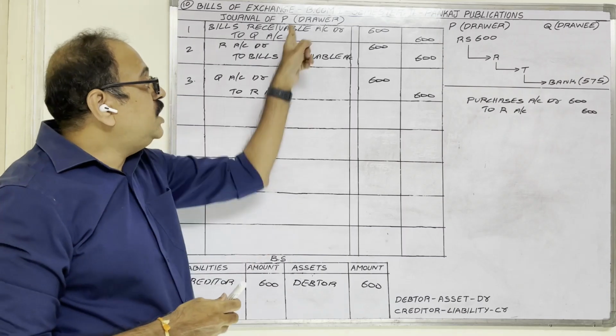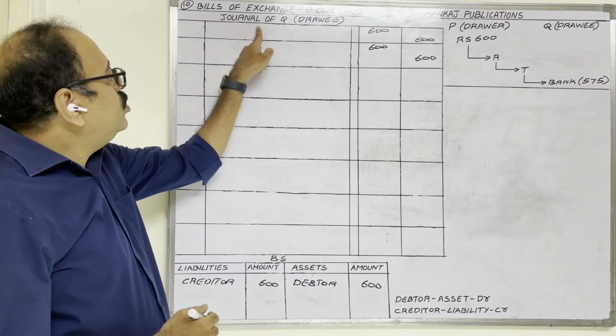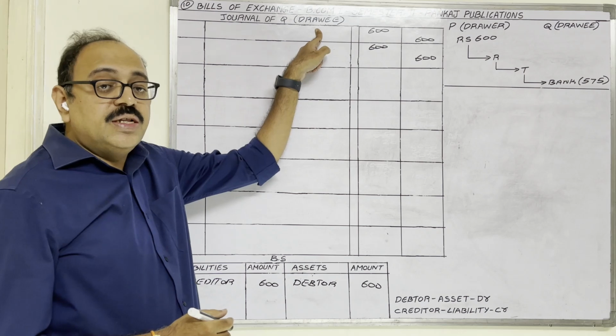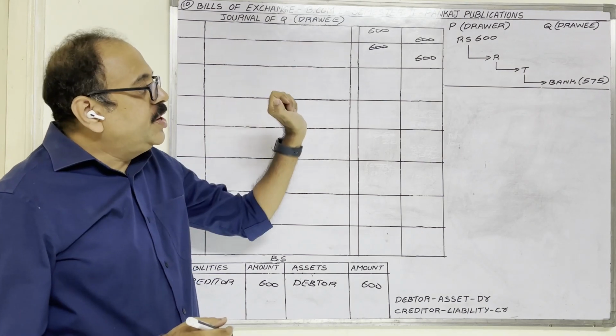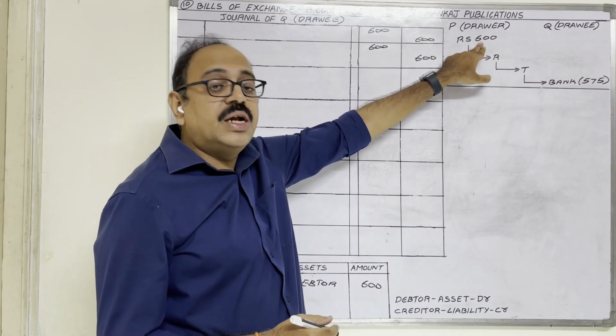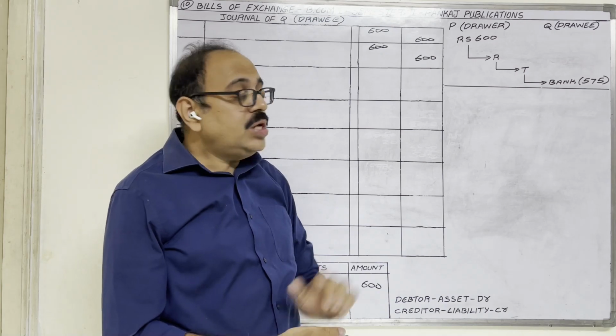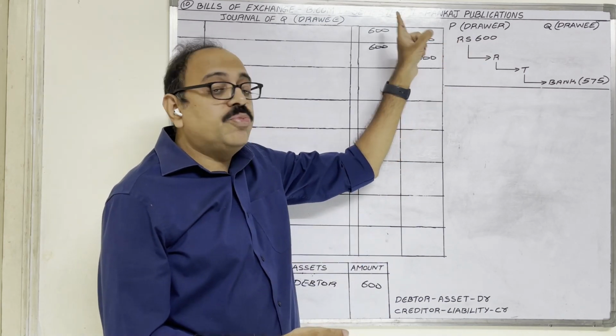With this, P's journal is completed. Next, the journal of Q. Now come to the journal of Q. In brackets mention drawee. First, what happened? We are giving acceptance to P on a 600 rupee bill. Why are we giving acceptance to P? Because we have to pay 600 rupees to P.